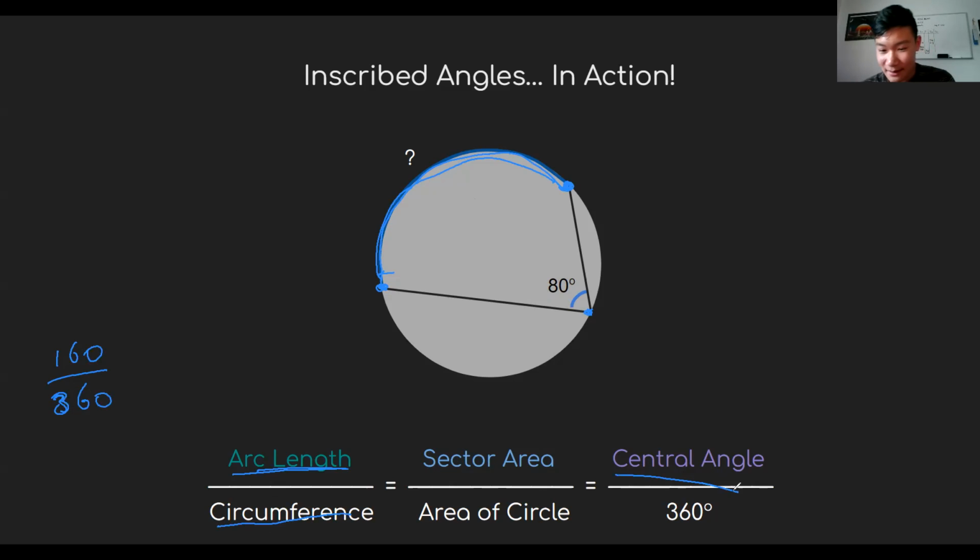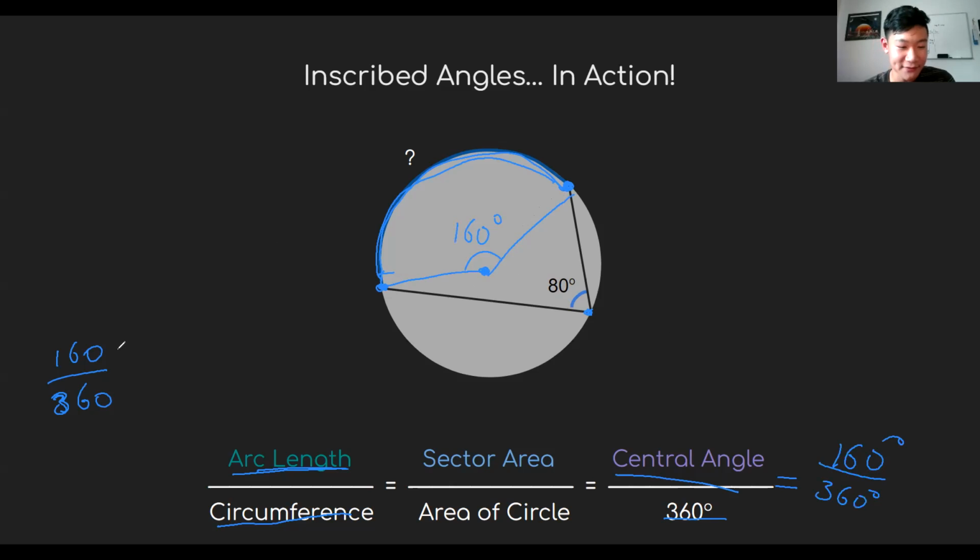Let's see if this is correct. But going through the steps, we use this and we use this. So we need the central angle, it looks like, but all we have is this inscribed angle. So how do we find the central angle? Well, we have a theorem that gives us just that. If we have an inscribed angle, we know that the central angle, which is here, is just 2 times this. And what's 2 times 80? It's 160 degrees, right? So we know that this fraction is actually 160 degrees over 360 degrees.